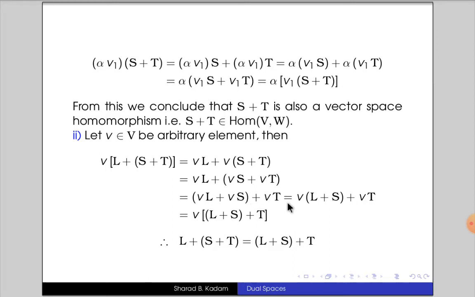That means this equals (L of V plus S of V) plus T of V, which equals (L plus S) of V plus T of V, and this equals ((L plus S) plus T) of V. That means we have L plus (S plus T) equals (L plus S) plus T. So we have shown that if L, S and T are arbitrary vector space homomorphisms in the given set, then their addition is associative.